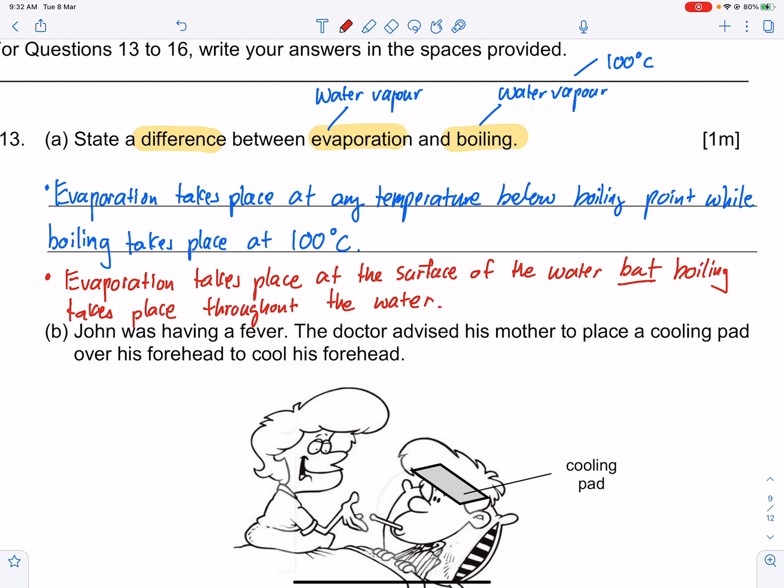Now, please be very careful. You cannot say that evaporation produces water vapor and boiling produces steam. Alright, because essentially they are the same thing. It's just that the water vapor that boiling produces is at 100 degrees Celsius. So keywords will include things like while and but.